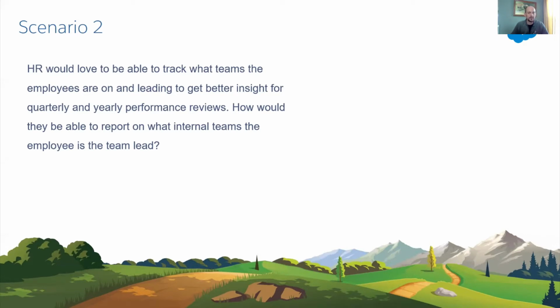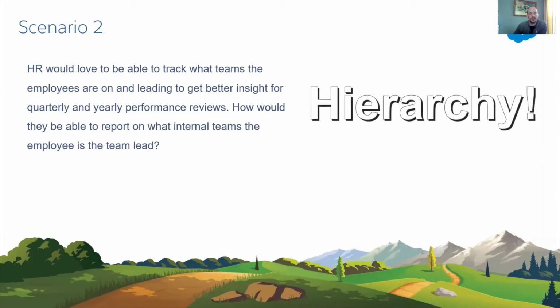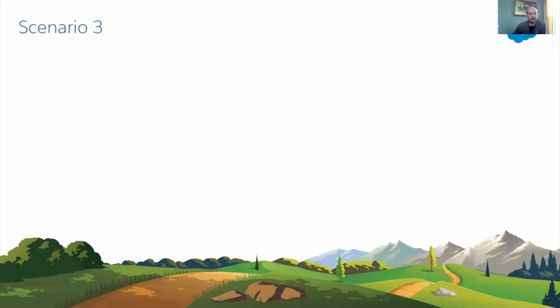How about Patrick? Thinking on that. Anyone? Hierarchical. Yeah. Hierarchy. Because it's on the user record, and we can create a new field on the user record that says he's a team lead on team X, Y, or Z.